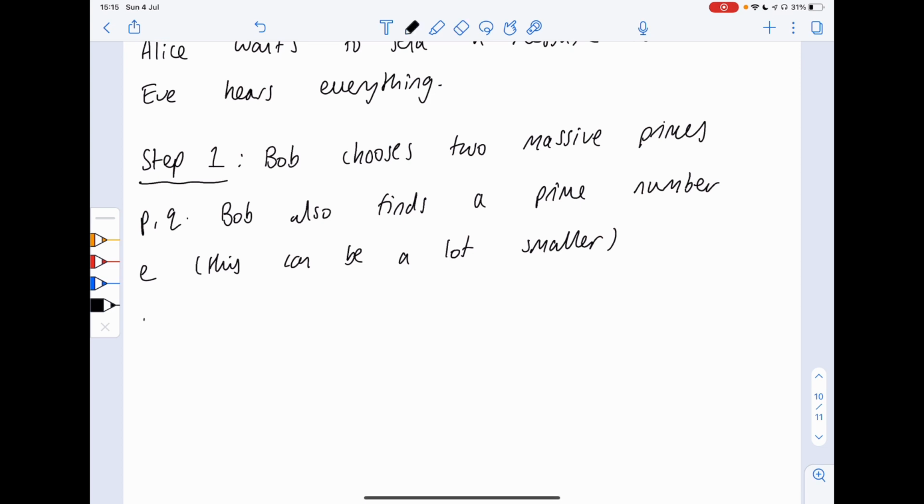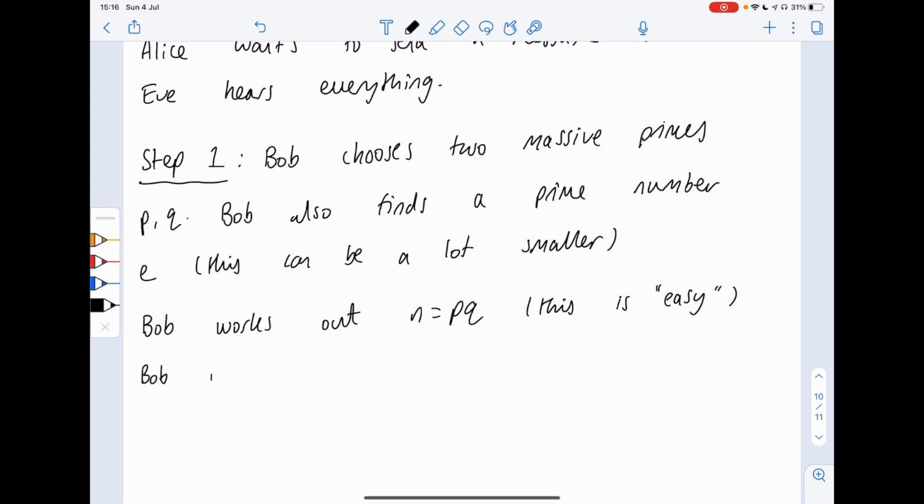Bob works out N, which is P times Q. So Bob works out the product P times Q. And remember, we are assuming that this is easy. So if you're trying to send some details to a bank, the bank will do this. The bank will pick two massive prime numbers, times them together, call that number N.